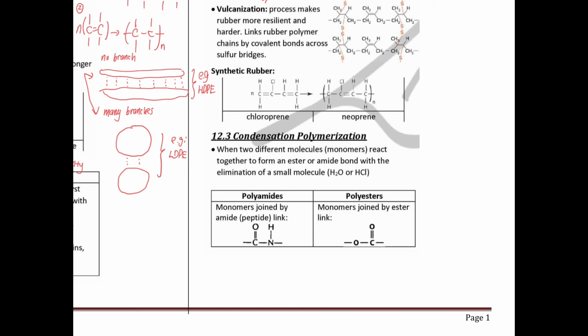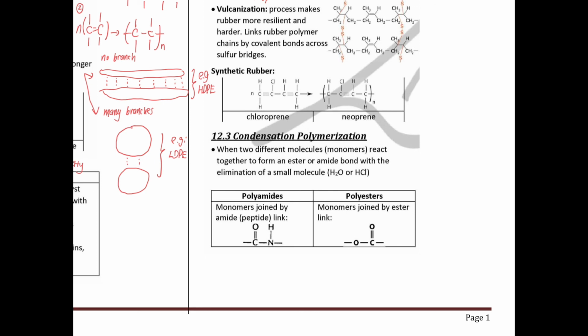Okay, so what is an ester again? Ester is C double bond O and O. This is an ester. Amide is C double bond O followed by NH. This is an amide.